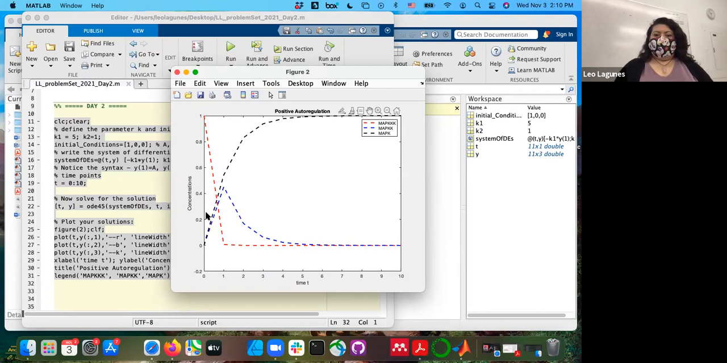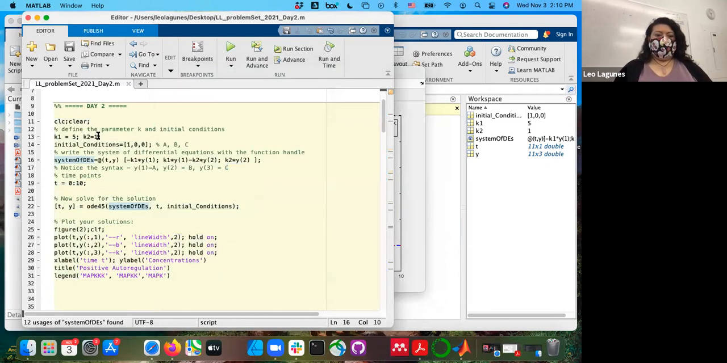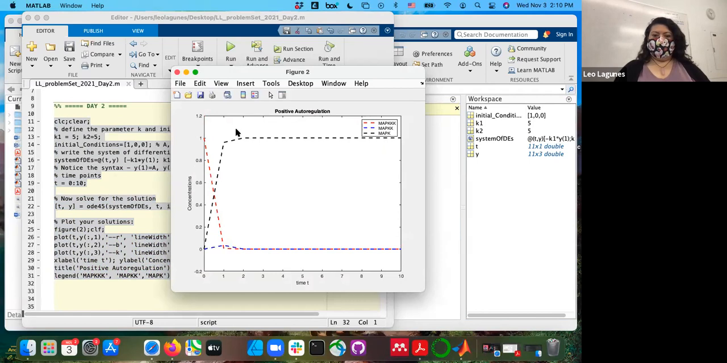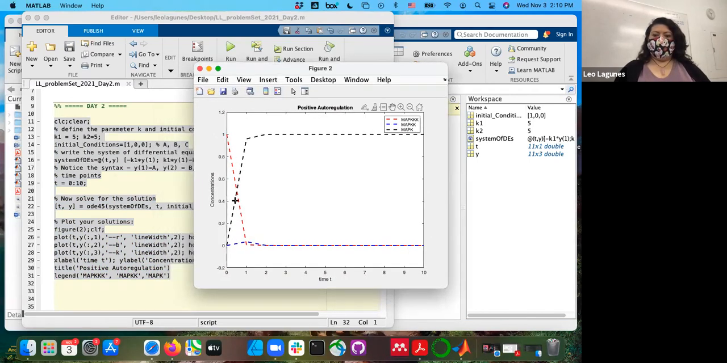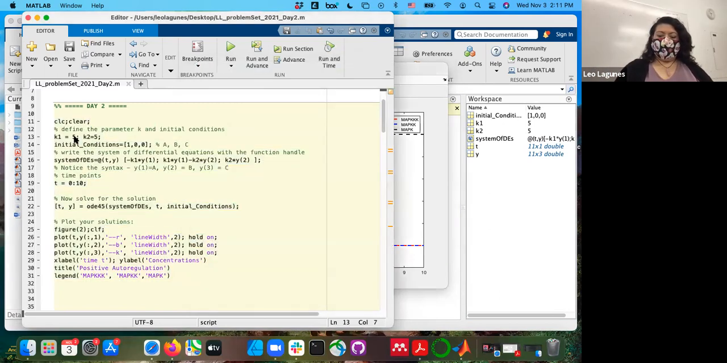But we get the MAP 2Ks, or the blue one in this case. I should probably make it not dashed. And then at some point we start to lose that one because it is now being converted over into the active MAP kinase, which is the black one. But if we change these around, let's make them the same. What do we see? Interesting. So you can see that we get the MAP kinase a lot faster now. And that makes sense because K2 was the last arrow that went from MAP 2K into the MAP kinase.